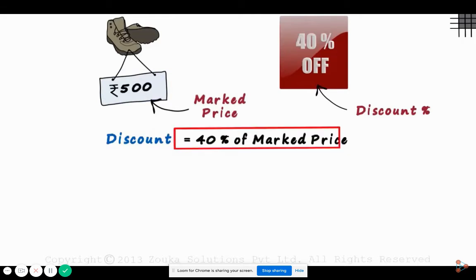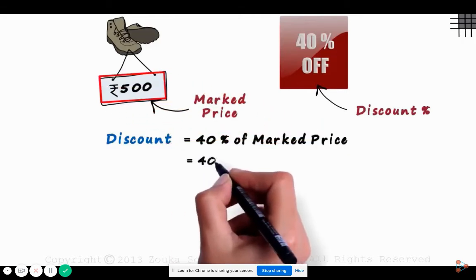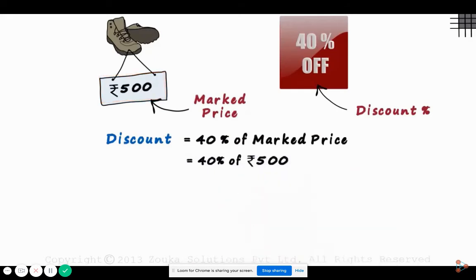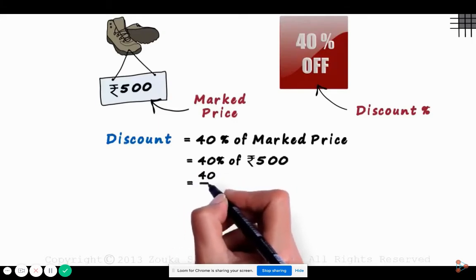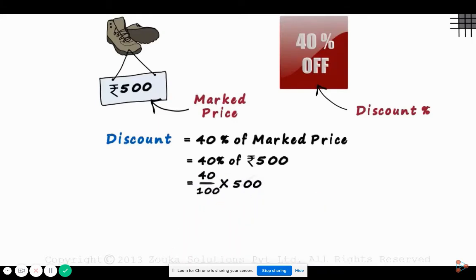The marked price is 500 rupees. So the discount is 40% of 500 rupees. We know how a percentage of a given quantity is calculated. We write percentage with denominator 100 and "of" as multiplied by. Hence, this will equal 40 by 100 multiplied by 500. 100 times 5 is 500 and 40 times 5 is 200. That will give us a discount of 200 rupees. This is the discount in rupee terms. Earlier, we had the discount in percentage terms.